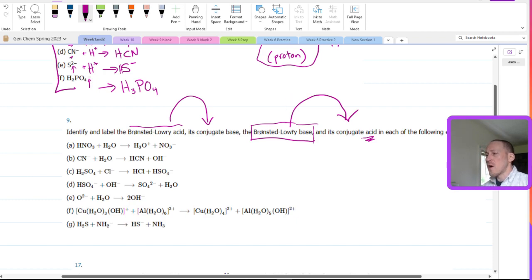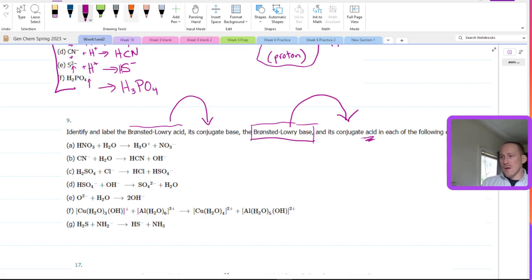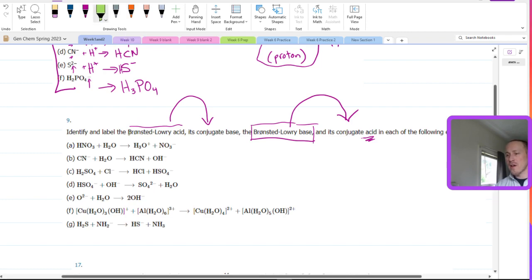But the Bronsted base gains a proton and becomes the conjugate acid. The Bronsted-Lowry acid loses a proton and becomes the conjugate base. So let's go through, and what I'll do, I'll highlight these. We'll do the acid in green first.